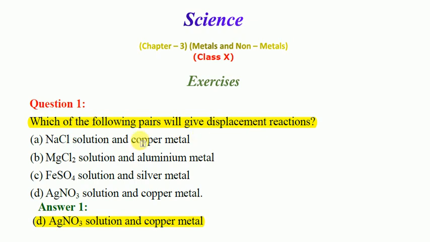Look at the first option: sodium chloride solution and copper. Sodium is more reactive than copper, so a displacement reaction will not take place. Magnesium chloride and aluminum: magnesium is more reactive, so no displacement reaction. Iron plus silver: iron is more reactive, so no displacement reaction takes place.